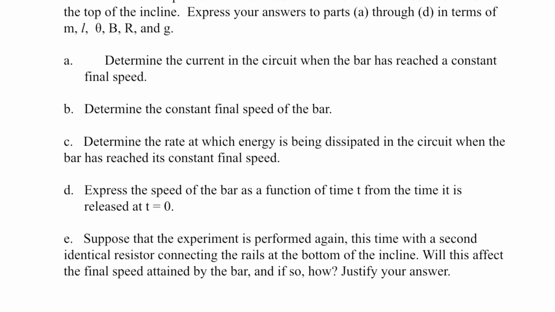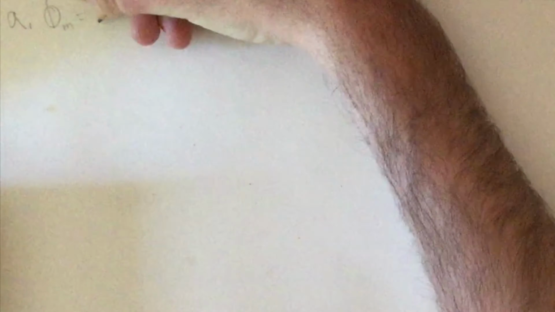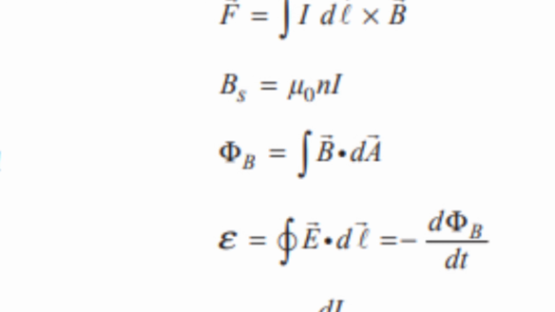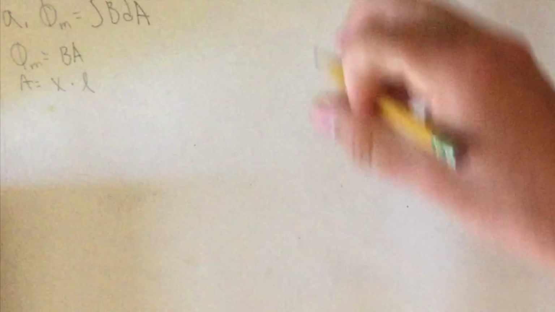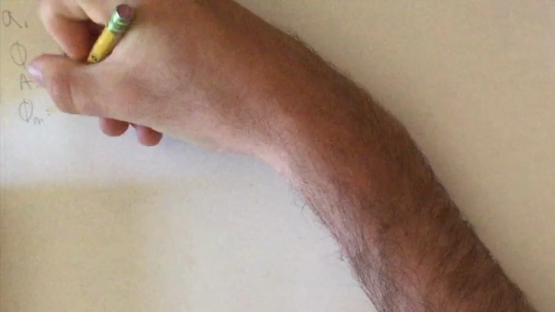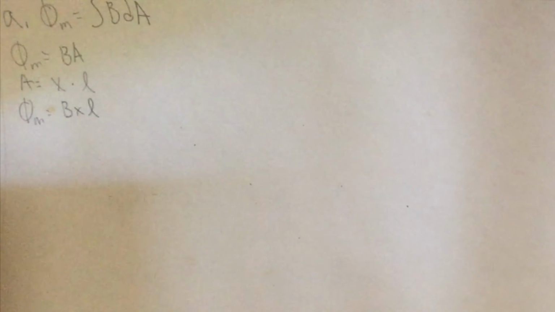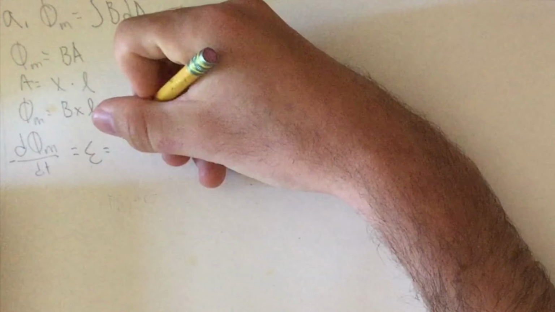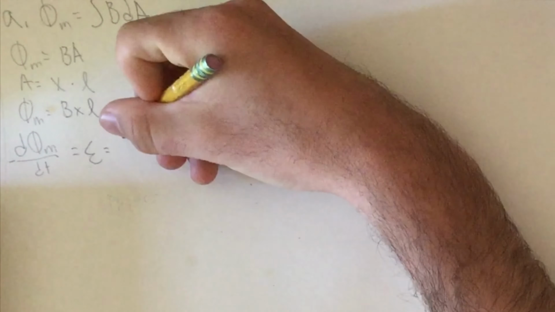Question number A. Determine the current in the circuit when the bar has reached a constant final speed. As you can see, our contestant is using the magnetic flux and the area and the magnetic field, and it looks like x is how far the bar has slid times the length of the bar to get the area.